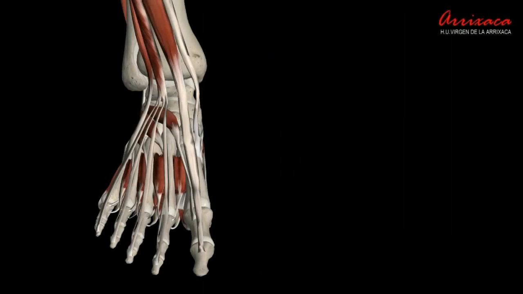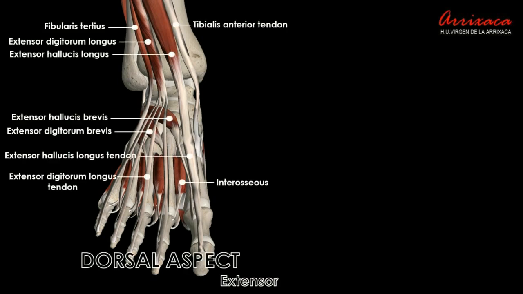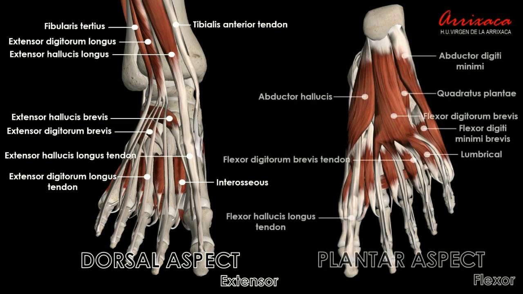The intrinsic musculature of the foot is responsible for providing stability during orthostasis as well as ambulation. These muscles include the muscles of the dorsal aspect of the foot, the extensor muscles, and muscles of the plantar aspect of the foot, the flexor muscles.